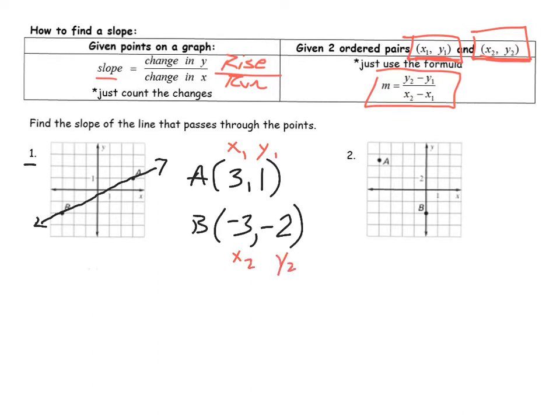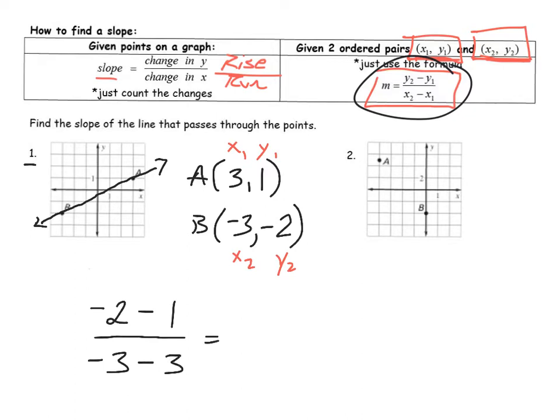Now all I have to do is plug them into my formula. For our y2, we're going to have negative 2 minus y1. x2 is negative 3 minus x1. So our slope is going to end up being negative 3 over negative 6. Two things are going to happen here. First, both these negatives are going to cancel out. It's going to turn into positive. The other thing is I can reduce 3 over 6 to 1 over 2. So there's my final answer.